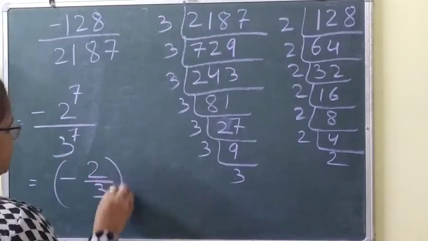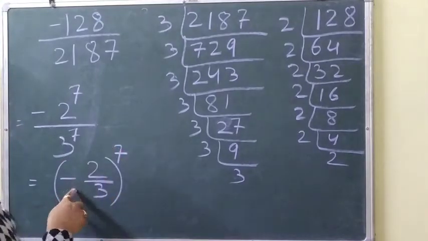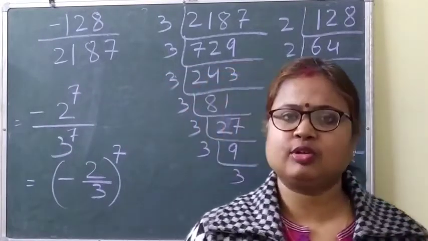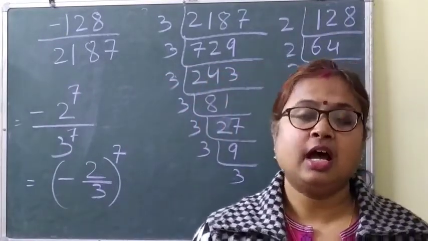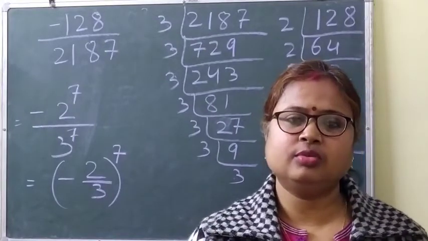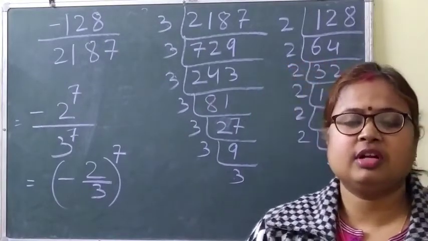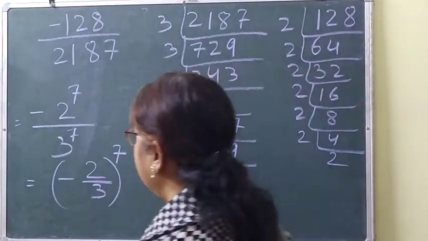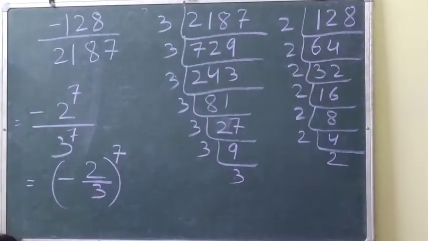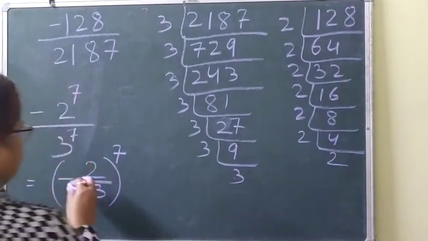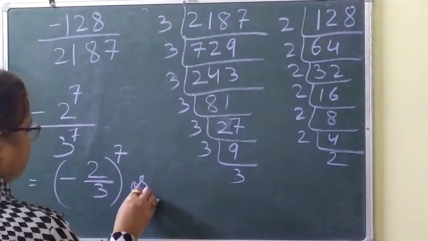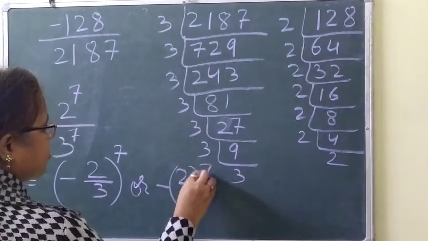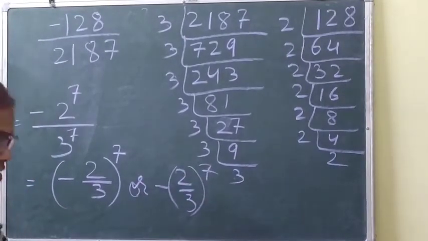And this is what? 7. Because this is a minus sign, whether you write it inside or outside, it is not going to make any difference. Because whenever a minus sign is there and the power is odd, in the answer also we put the minus sign. Clear? You can write it this way or your answer can be this way. There is no difference. Okay? Now, let's do the next one.